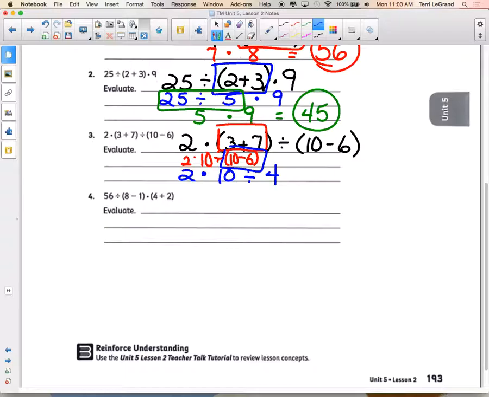What would be the next move now, class? What would we do next, Katie? 2 times 10. We would do 2 times 10 because that's to the left, furthest to the left, so we would say 2 times 10 is 20. I'm going to come over here so I don't run into the next problem. 20 divided by 4. And 20 divided by 4 is 5. Okay, our answer is 5.